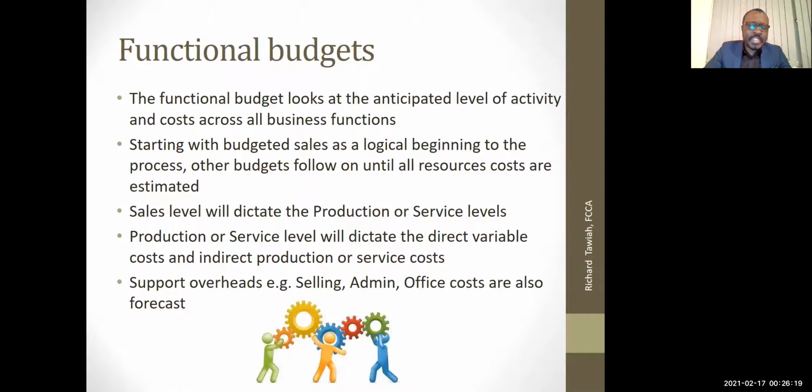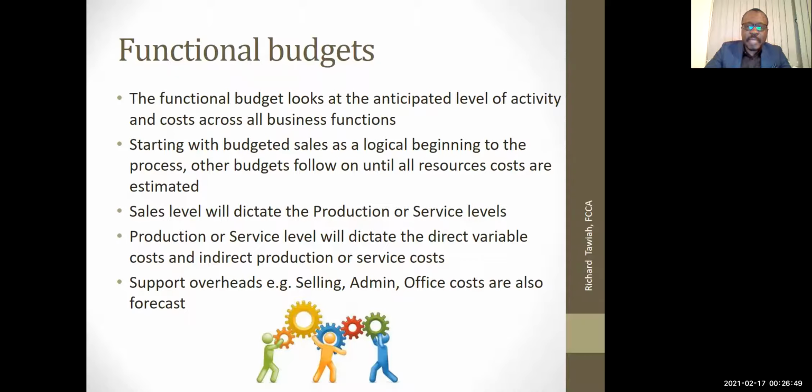So for every functional budget, it must look at every activity, every level of activity across the organization. And it always starts with the budgeted sales. It's a logical thing to do. If you are trying to plan a budget, whether service or production, at the end of the day, what do we do? We sell, or we provide our services to make money. So it must always start with the sales. What will give us sales? Production. So we produce to sell, or we provide services to sell.